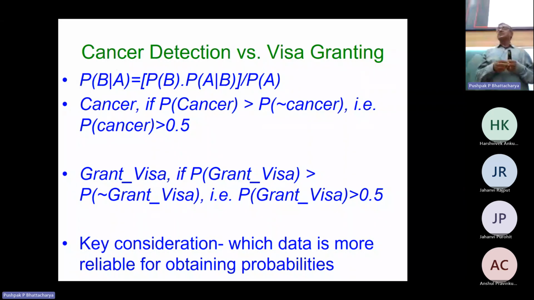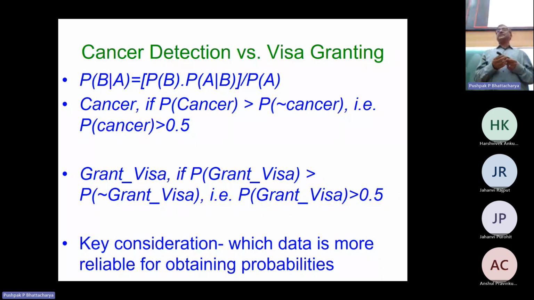Now, the key consideration is which data is more reliable for obtaining the probability. Since we are making use of a probabilistic framework, we would like to know when we estimate probabilities from data, which method or which direction, left-hand side or right-hand side, will give us more reliable probability values.